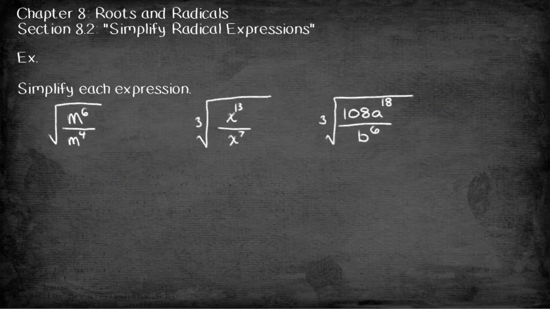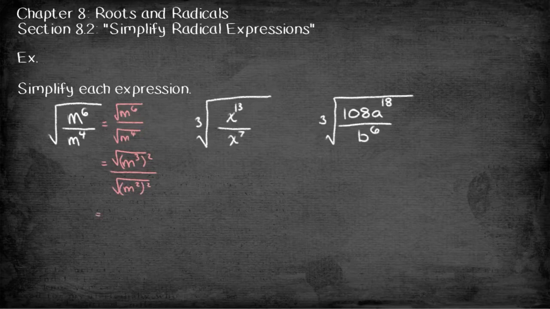All right, now let's look at some division. What we can do is rewrite to be square root of m to the sixth over square root of m to the fourth. And that's square root of m cubed squared over m squared squared. So this is m cubed over m squared. But I need an absolute value sign.